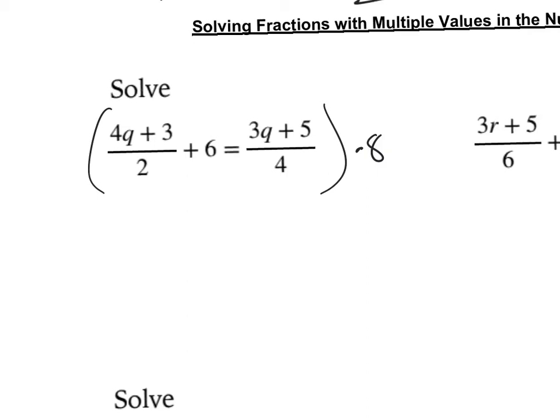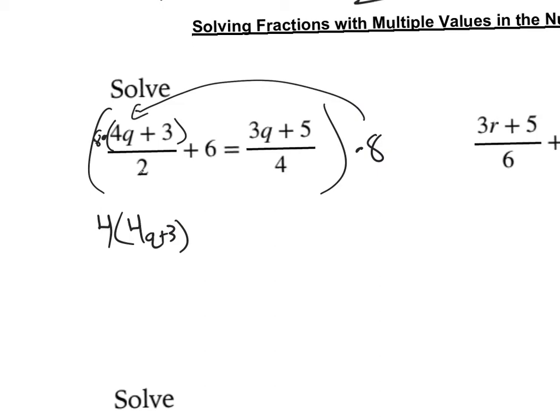When I do that, instead of taking a lot of extra time and distributing this 8 and multiplying it times 4q plus 3, really I'm just going to say that I was going to multiply that whole thing by 8. And now I can just see how many times does 2 go into 8. So how many times does this denominator go into 8? And 2 goes into 8 4 times, so that is the number that I'm going to put outside of my 4q plus 3.